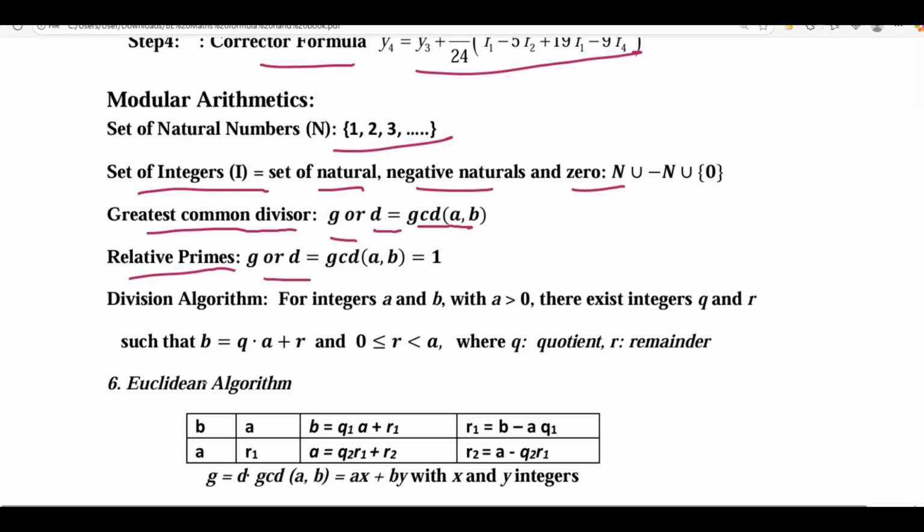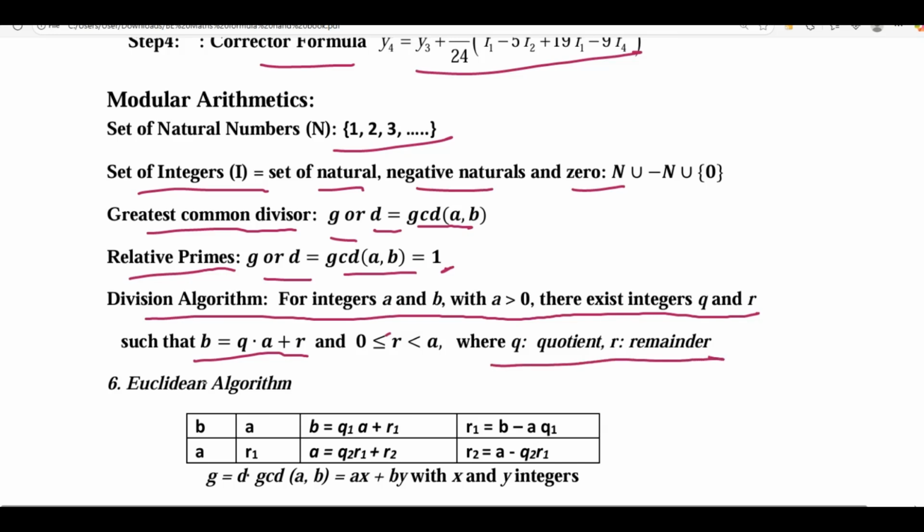Relative primes: d = gcd(a, b) = 1. Then the division algorithm: for integers a and b with a greater than 0, there exist integers q and r such that b = qa + r, where r is greater than or equal to 0 and less than a, where q is the quotient and r is the remainder. Then the Euclidean algorithm.